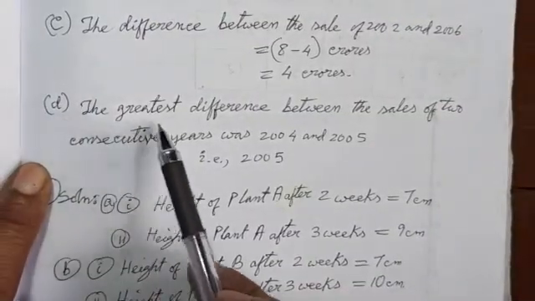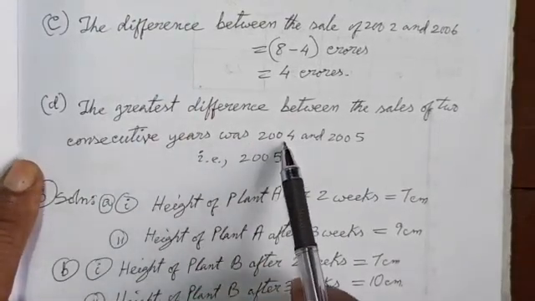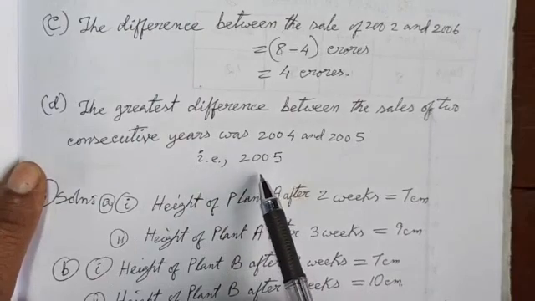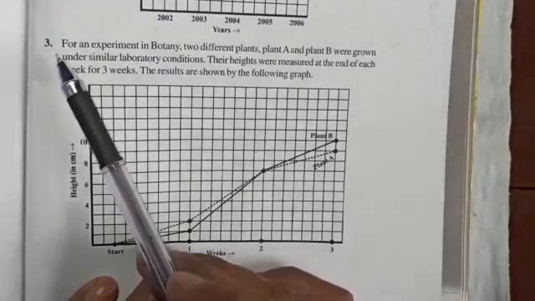Now the greatest difference between the sales of 2 consecutive years was 2004 and 2005. That is 2005, and 2005 is the answer. Now let's see question number 3.